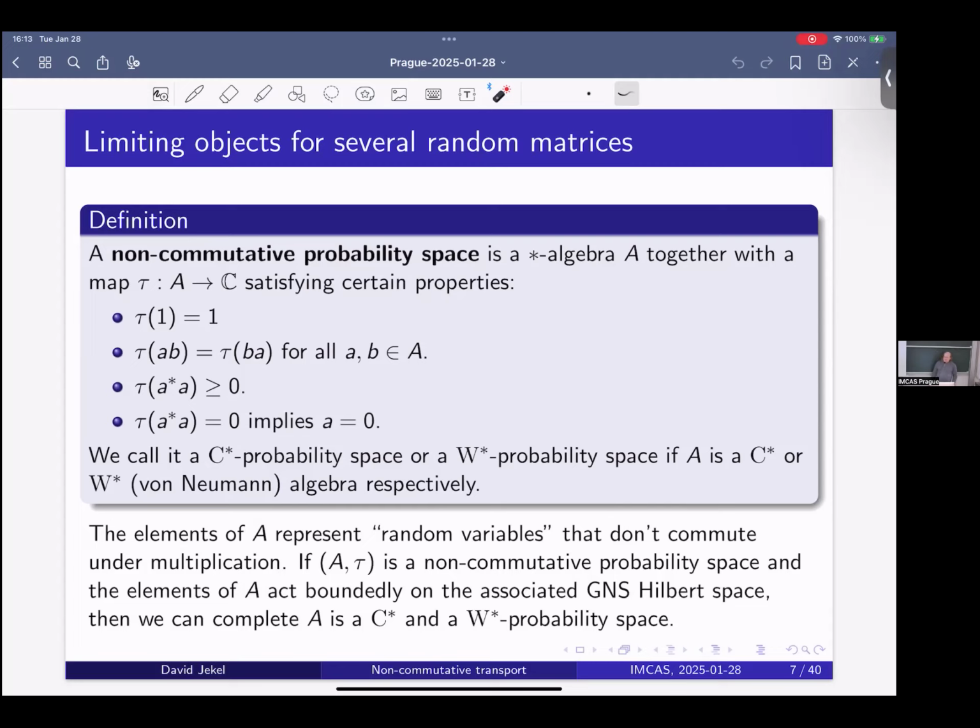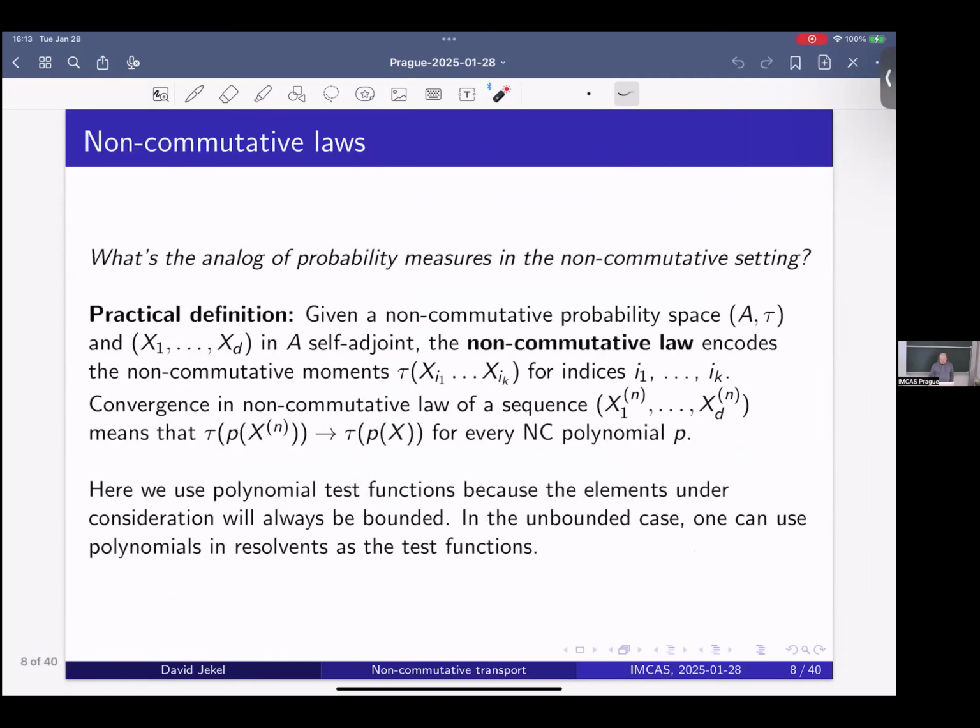Yeah, and the other reason is if I'm studying a large n limit of matrices, then I only need to think about the tracial case in a sense, because I'm studying the limits of tracial objects.